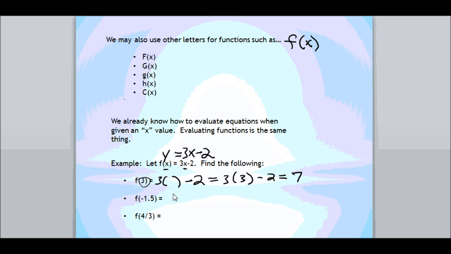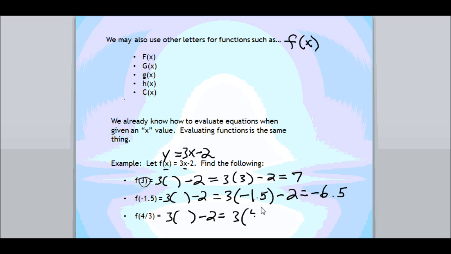So we'd have 3 times whatever's in those parentheses minus 2. So that's 3 times negative 1.5 minus 2. So if you go to your calculator, plug that in, you get negative 6.5. And if you do it one more time with 4/3, what you're going to do is replace the x with 4/3. So that's 3 times 4/3 minus 2. And that's going to give us 2. Alright?